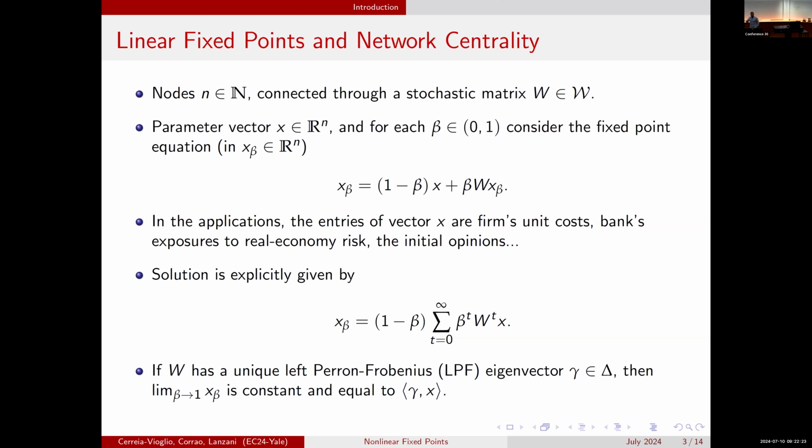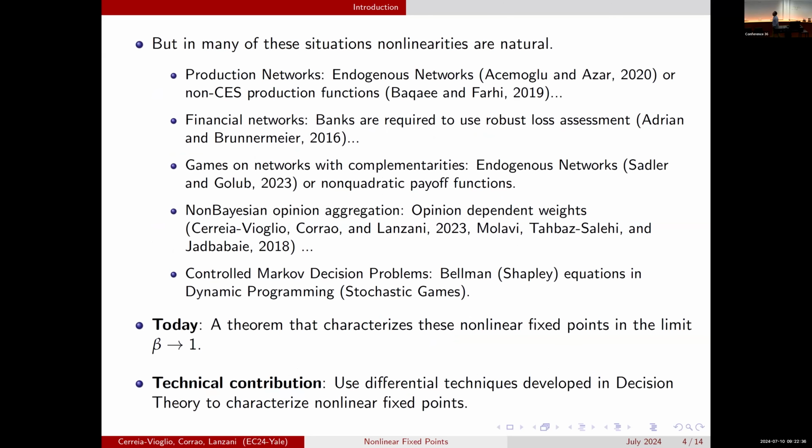In this paper, we basically try to generalize all these three results to a class of nonlinear operators and show in what sense these results are robust, also in the case of nonlinear fixed points. Why should we care about nonlinear? I try to argue that we should, but let me be a little bit more specific.